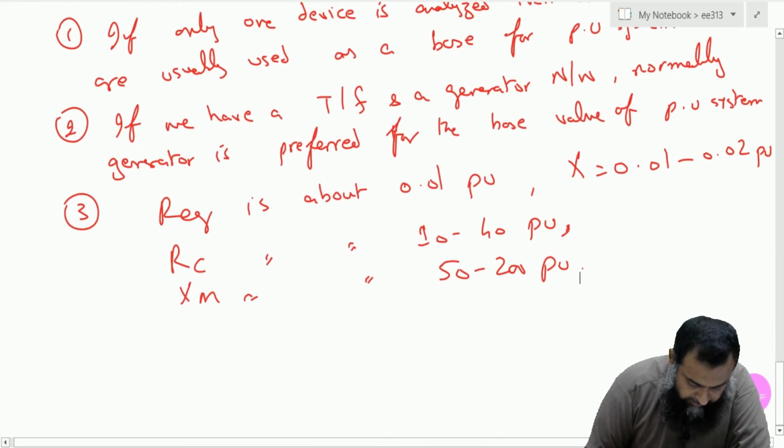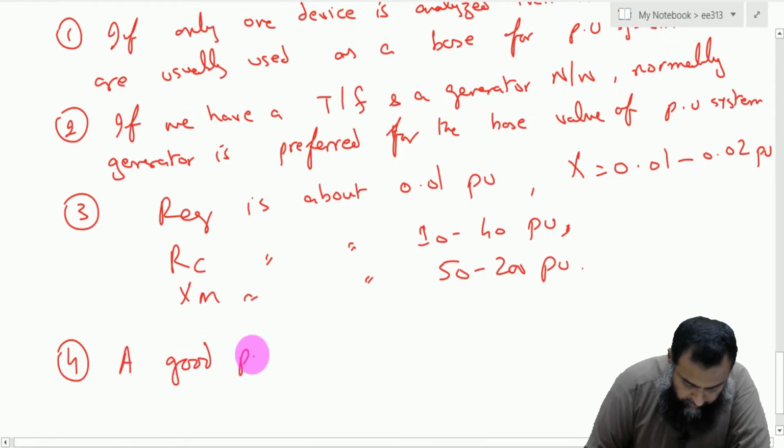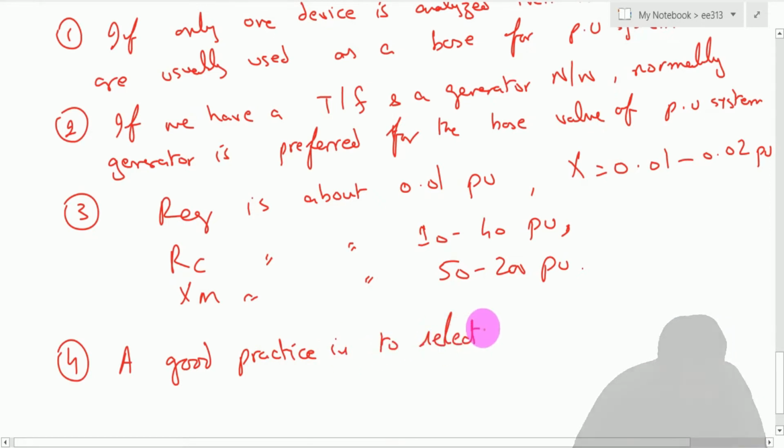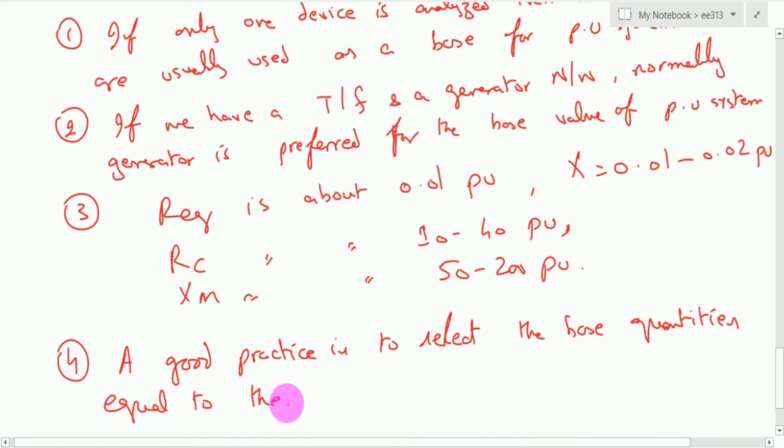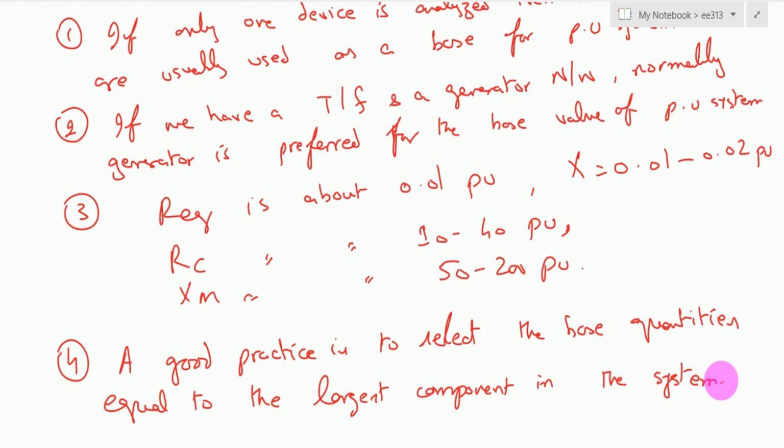Another important point is, a good practice is to select the base quantities that are equal to the largest component in the system, right? So that's all for the per unit system.